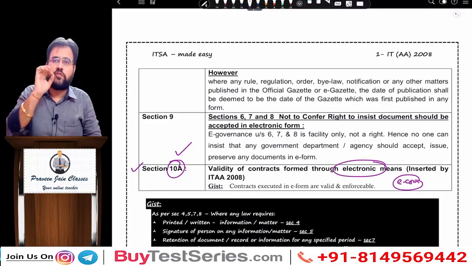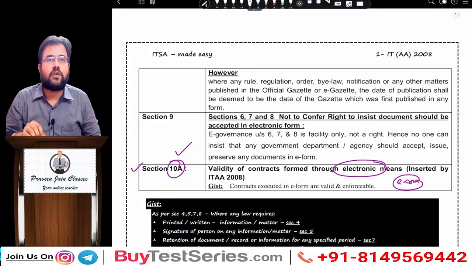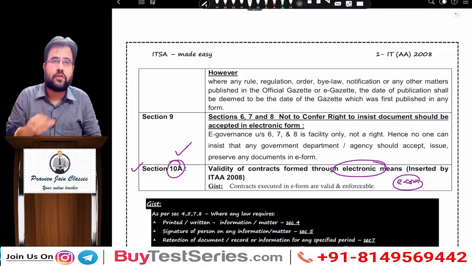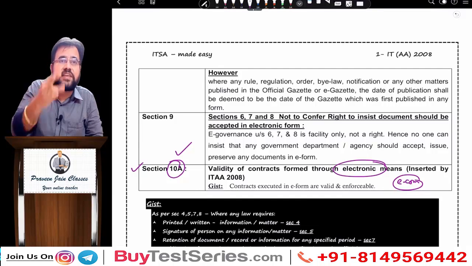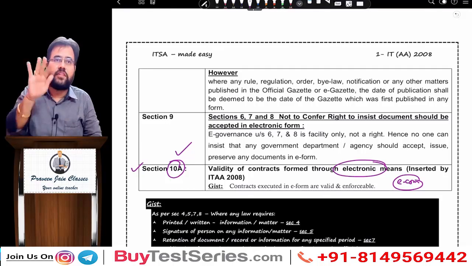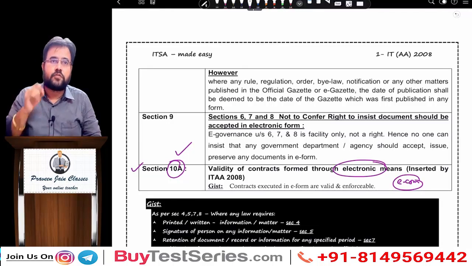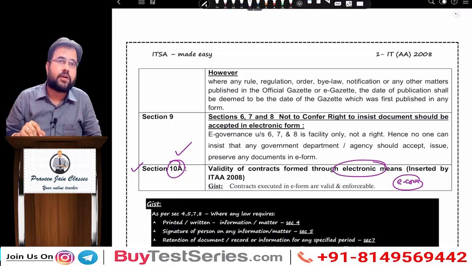Clear? So this was a short and sweet session of what, sir? E-governance. So we are done with all the sections. 4, 5, 6, 7, 8, 9, 10 I did not say, but in between 6A, 7A, 10A. So all these sections we have completed. Kindly revise this, very important for exam. 7A is super important, sir.